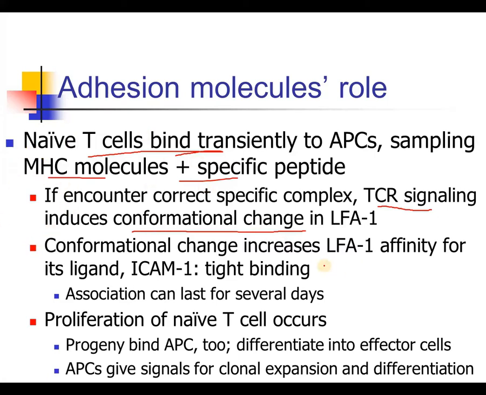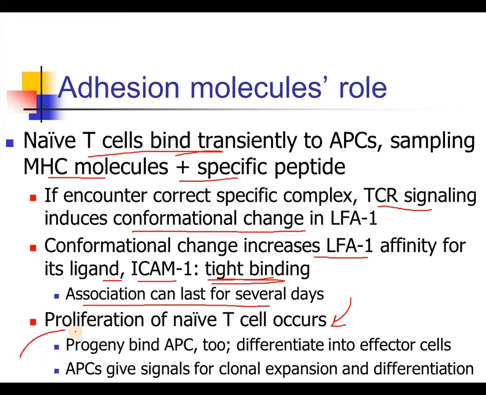So one of the outcomes is to make a conformational change in this adhesion molecule, LFA1. The conformational change increases LFA1's affinity for its ligand, which is ICAM1. This is found on the antigen-presenting cell, and tight binding will ensue. This association of the naive but mature T cell plus the dendritic cell can go on for days. And they take it to that dark corner in the bar and they hang out together for a while. More signaling occurs and we get proliferation as a result. Proliferation of the naive T cell occurs.